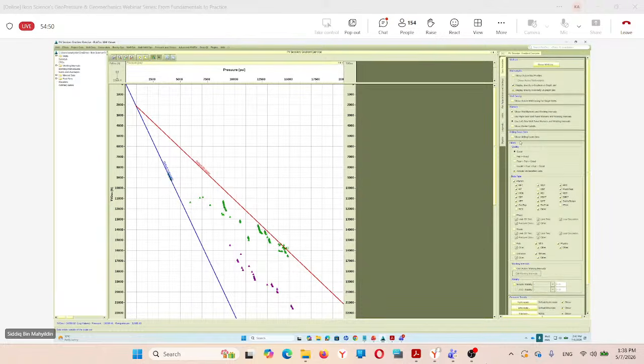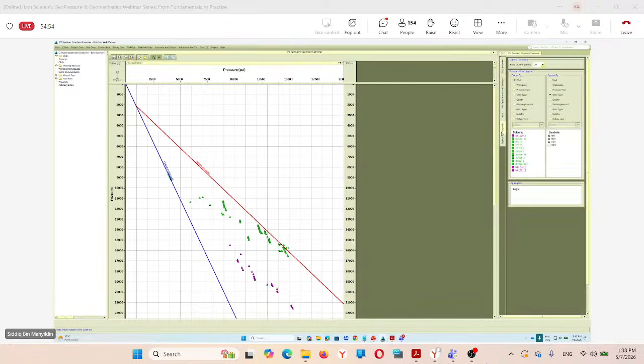So in terms of coloring, it all goes under legends over here. I can color by well color just now, but I don't just want the green and purple. I want one well for its own color. I'm just going to assign auto color by well. So now it's colored by different wells. I can also assign symbol by data type, so RFT, MDT, and so on. So I can bring the legend accordingly like this.